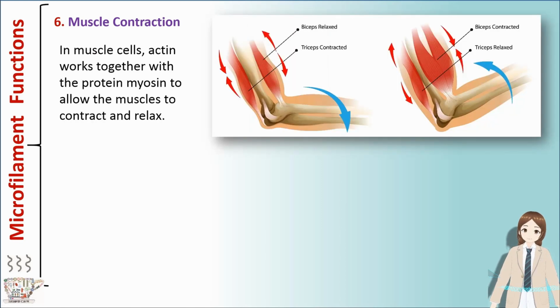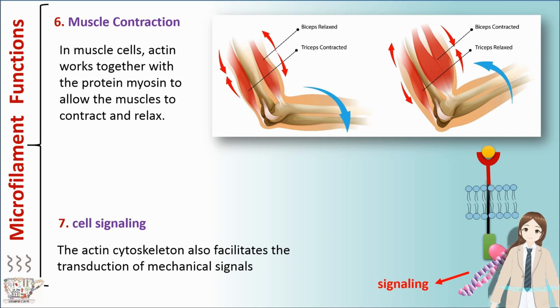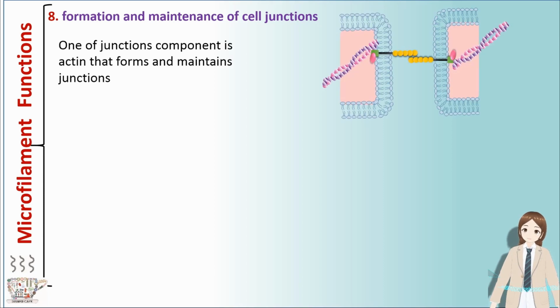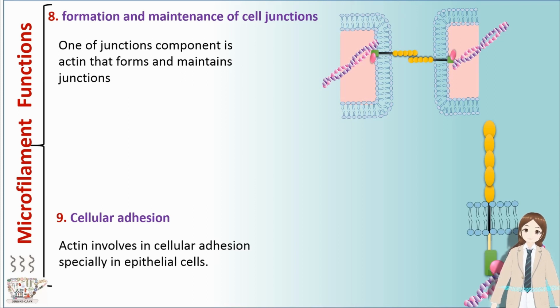6. Muscle contraction. In muscle cells, actin works together with the protein myosin to allow the muscles to contract and relax. 7. Cell signaling. The actin cytoskeleton also facilitates the transduction of mechanical signals. 8. Formation and maintenance of the cell junctions. One of the junction components is actin that forms and maintains junctions. 9. Cellular adhesion. Actin is involved in cellular adhesion, especially in epithelial cells.